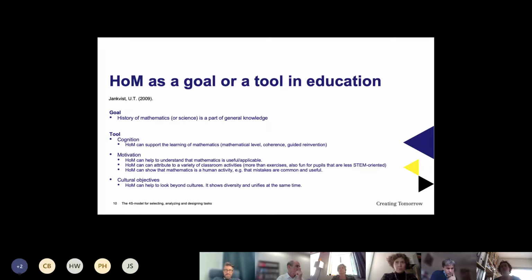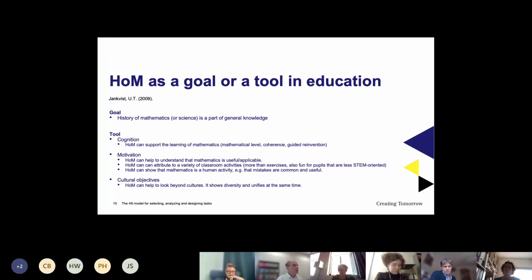In an article from Uffe Jankvist, he made a distinction between using history of mathematics as either a goal or a tool in education. It can be a goal in itself, or it can be used as a tool to reach other goals. You could say history of mathematics is a goal in itself because history of mathematics or history of science is a part of general knowledge. People should know where the science or the mathematics came from. That's a goal in itself.